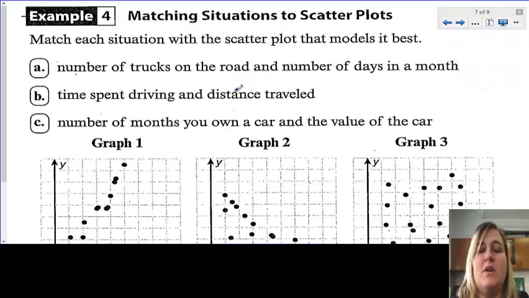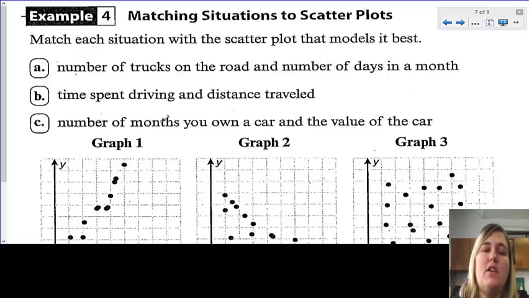It says matching situations to scatter plots. Match each situation with the scatter plot that models it best. We're going to read all three of these before we try to match them. A says number of trucks on the road and number of days in a month. B, time spent driving and distance traveled. C, number of months you own a car and the value of a car. I want you to pause the video and try to match them on your own. So pause at this time, please.